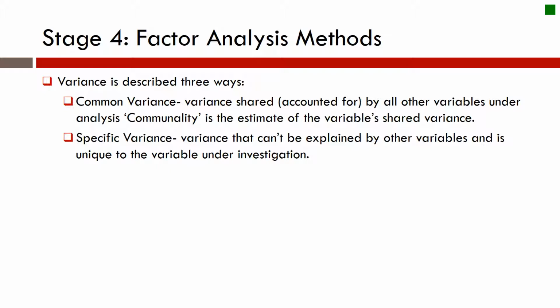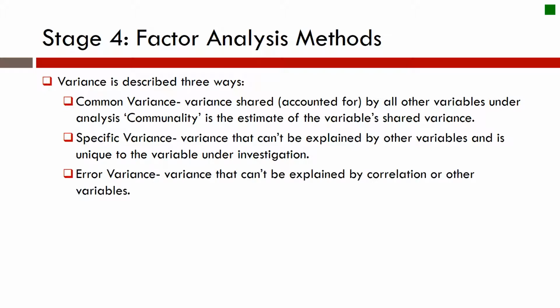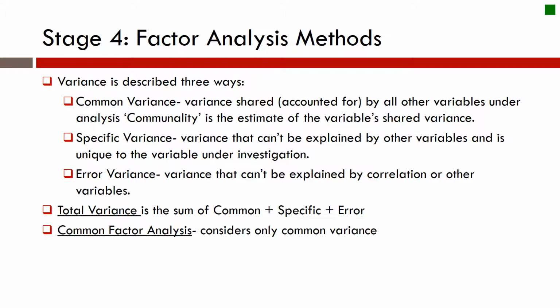The final category of where variance comes from is error. Anything that can't be explained by another variable, anything that is not unique specifically to the variable at hand, is lumped into this error category. And so that's what we're looking at there. Total variance then would be the sum or combination of common variance, specific variance, and then error variance.